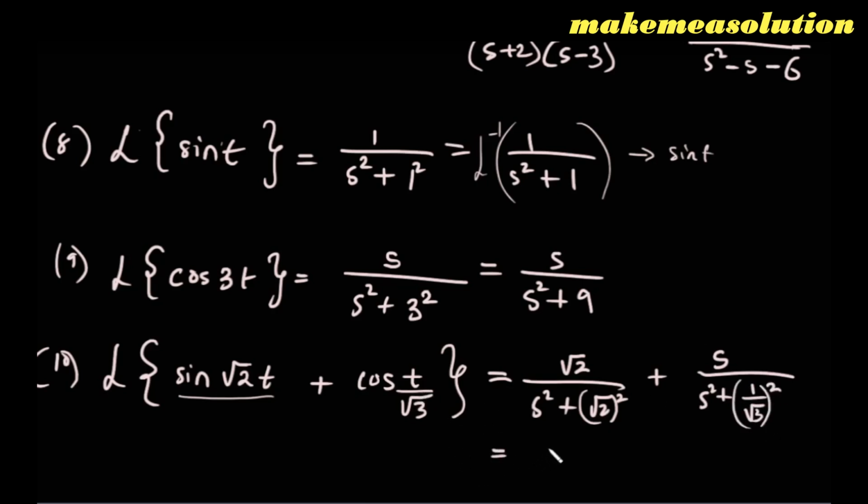So you're going to have root 2 over s squared plus 2 in this case. Then you now have plus, if you solve this one very well, you're going to have something like 3s over 3s squared plus 1. I want you to find out how this one became like this and try to resolve it by yourself. So this is about Laplace transforms of functions. You should know this one very well.